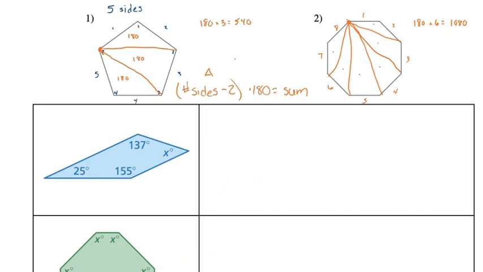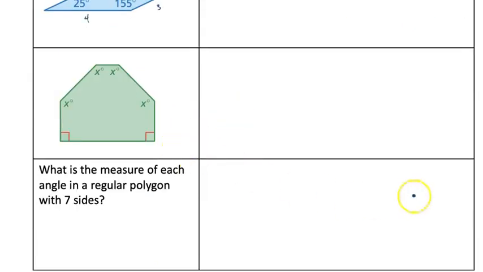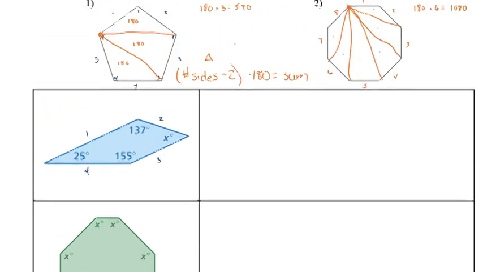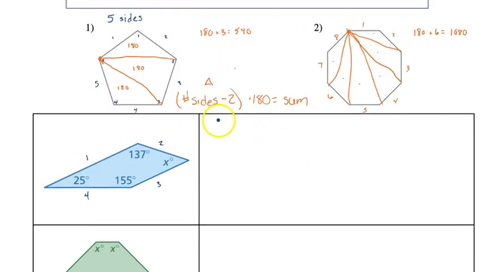So here we have, well, I got this blue shape here, but let's figure out what it is. It looks like I have 1, 2, 3, 4 sides. So that would be a quadrilateral. So I'm going to take my 4 minus 2 and multiply that times 180. Well, 4 minus 2 is 2, and 2 times 180 is 360. And you might remember that a 4-sided quadrilateral always has an interior measure of 360.